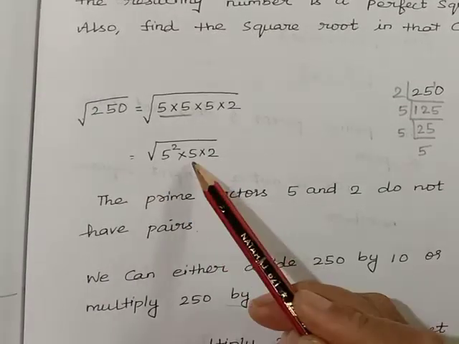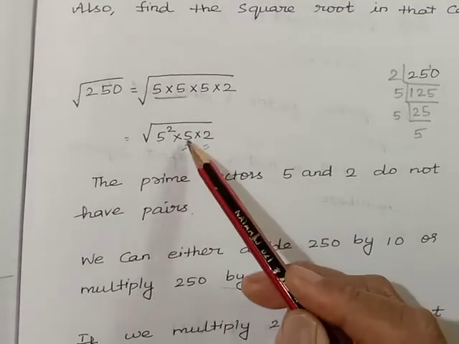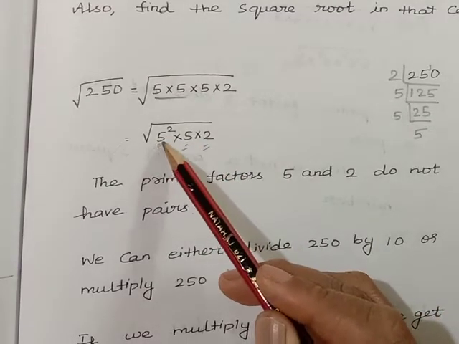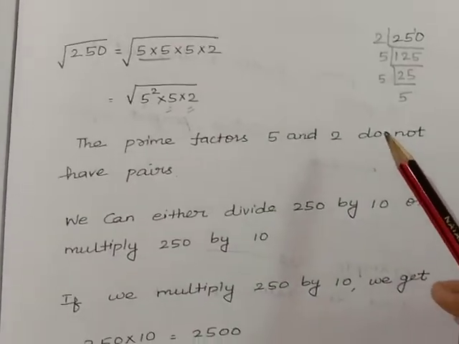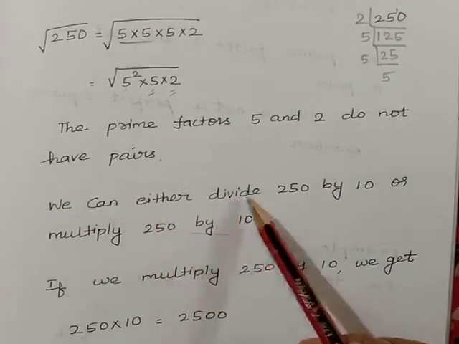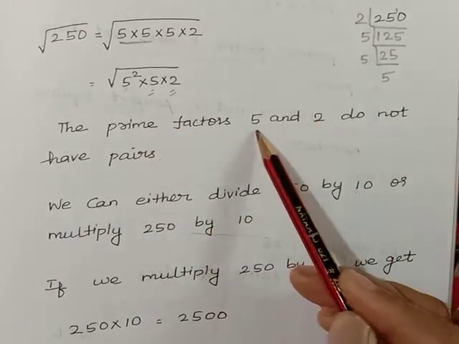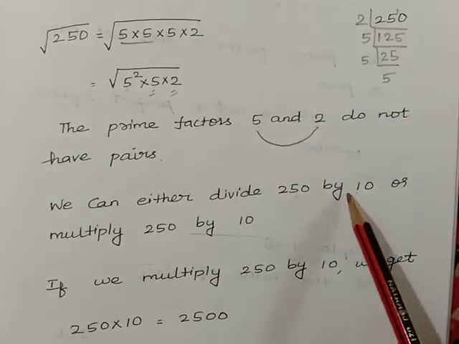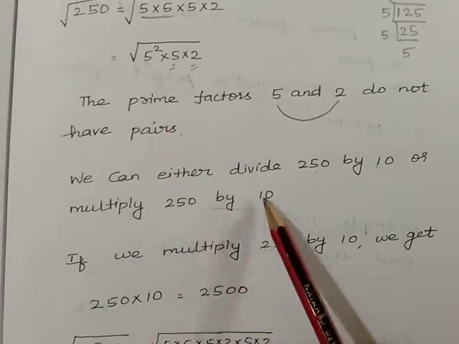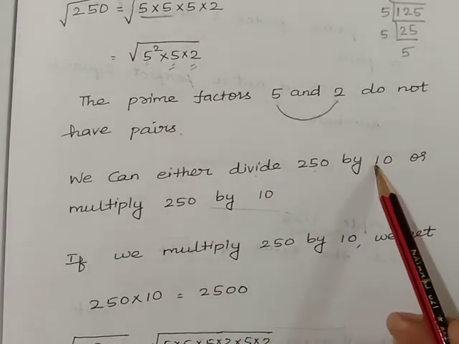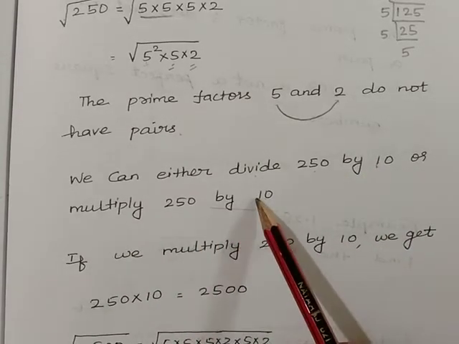Here the prime factors 5 and 2 do not have pairs. Already this 5 square, this 5 has a pair, but this 5 and 2 do not have a pair. So what to do? We can either divide 250 by 10. So totally, 5 and 2, 5 2s are 10. We can divide 250 by 10 or multiply 250 by 10. If you divide 250 by 10, you will get the resulting answer. If you multiply by 10, you will also get the answer.